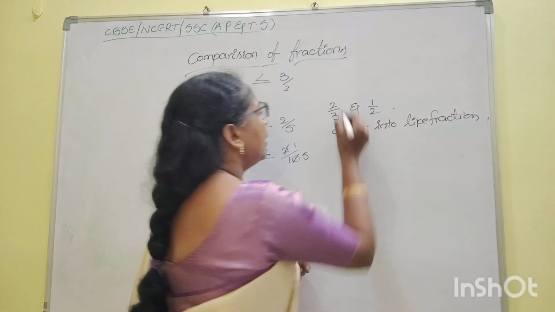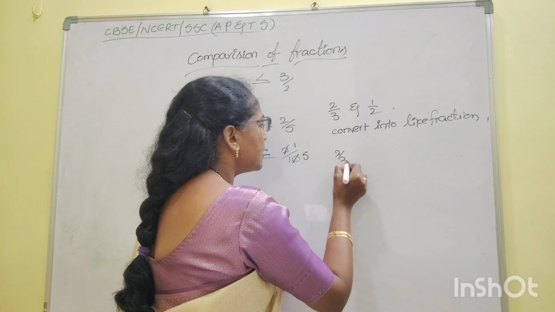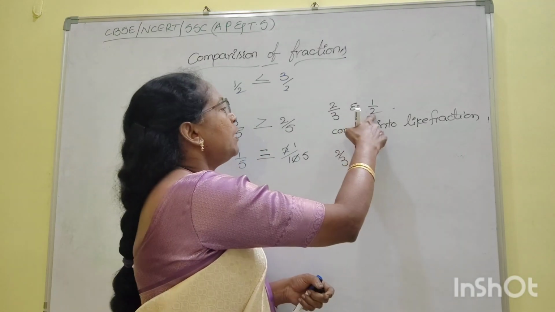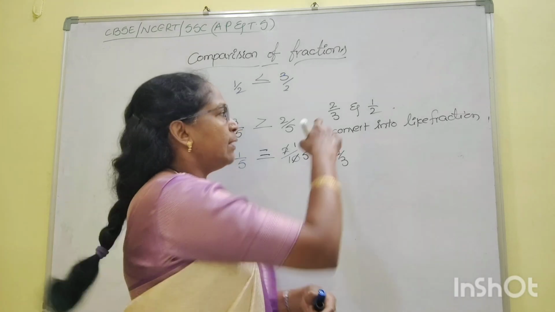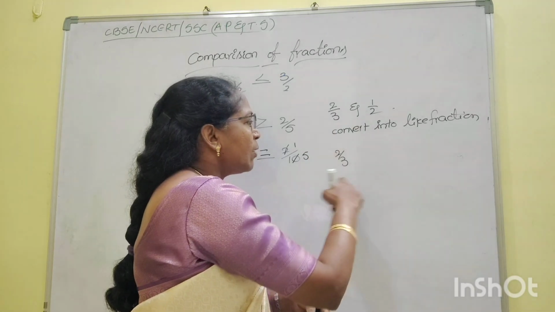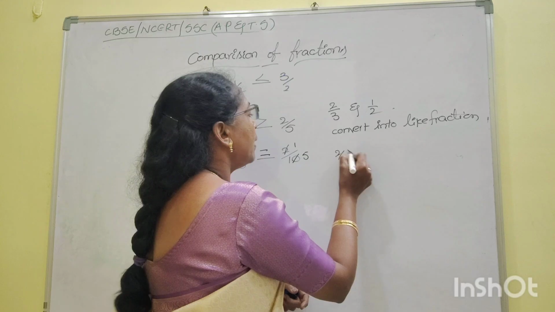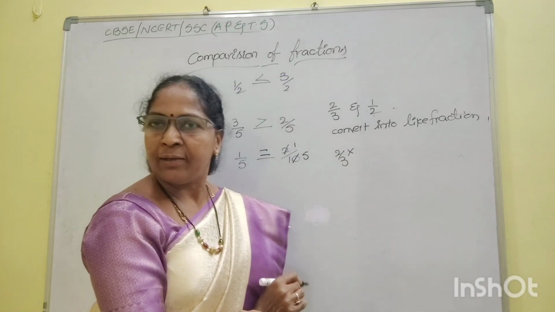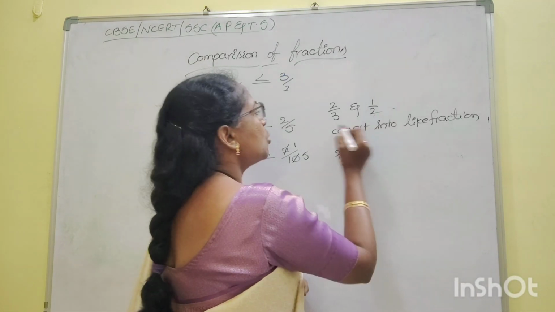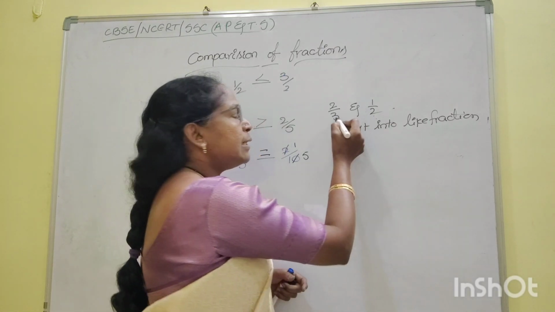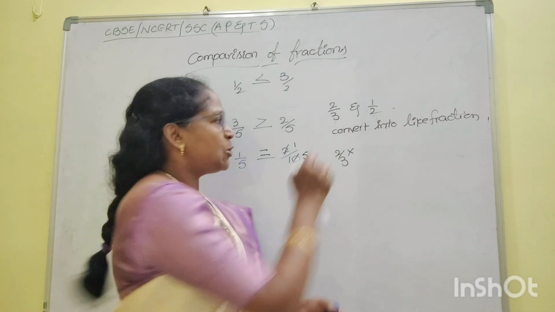How can you compare? First, consider 2 by 3. In the denominator value, only the denominators have to be considered. Whenever you are considering the first fraction, you multiply with the second fraction's denominator value. Why? Because 3 twos are 6, or 2 threes are 6. Both are equal, no? So multiply by 2.